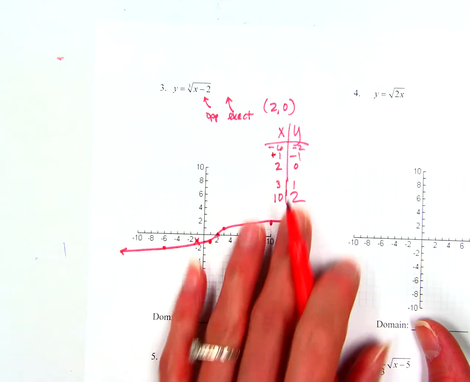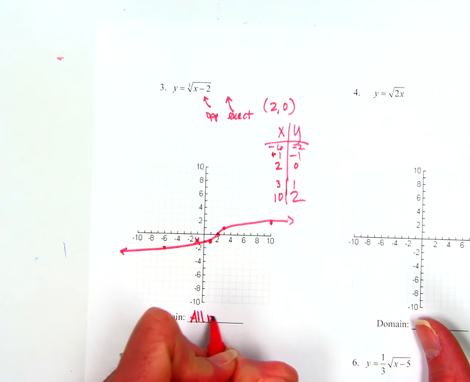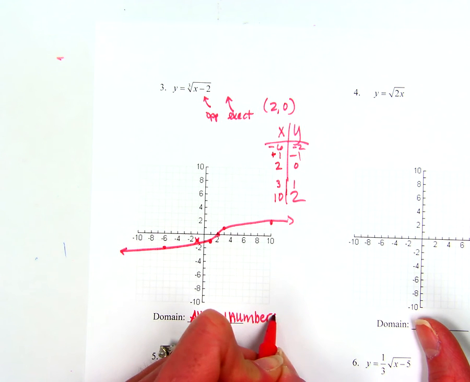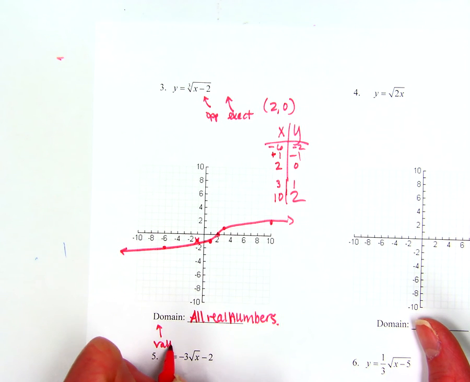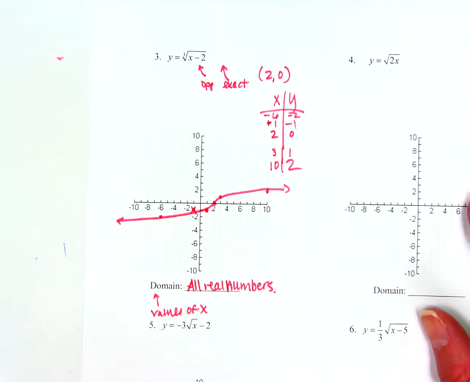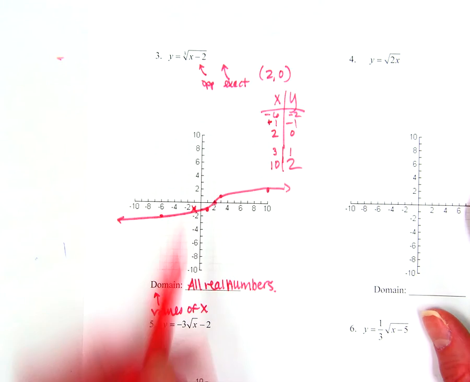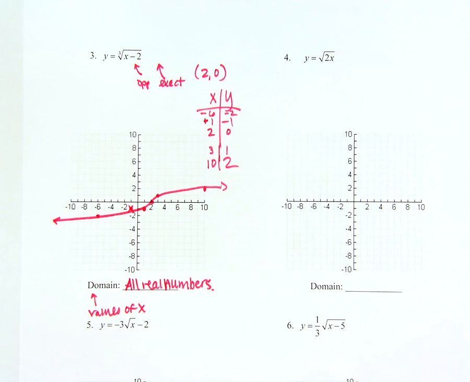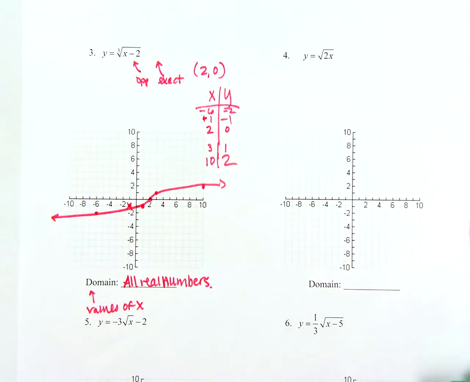All right, and notice that this graph goes on forever, so the domain is all real numbers. Remember, domain is what are the values of x that are valid in this problem. And all of them are valid, because you could take the cube root of a negative, so there's no restriction, unlike when we had square roots, there was a restriction. Okay, back to square roots for the rest of the problems.